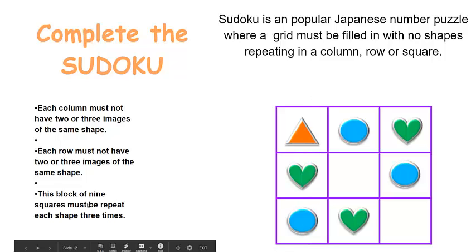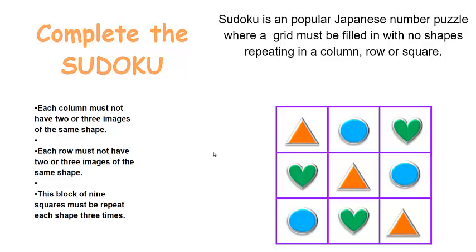Now I continue using the last rule that says this block of 9 squares must repeat each shape 3 times. I have 3 circles here and I have 3 hearts here. Now I complete the other squares. Perfect. In this way, we are ready to complete the Sudoku.